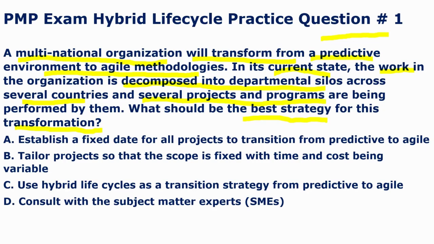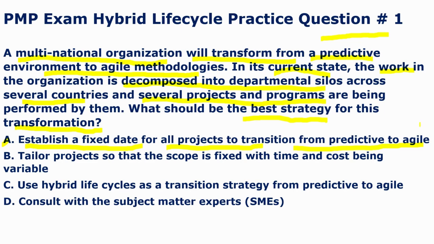Let's evaluate option A, which states that the organization should establish a fixed date for all the projects and transition from predictive to agile. This is not the best option, as establishing a fixed date for all the projects to transition from a predictive to agile approach is not the best choice, as the organization is already performing several projects and programs.